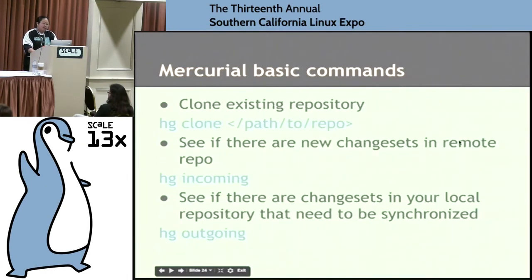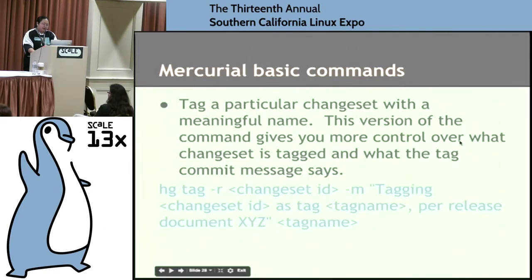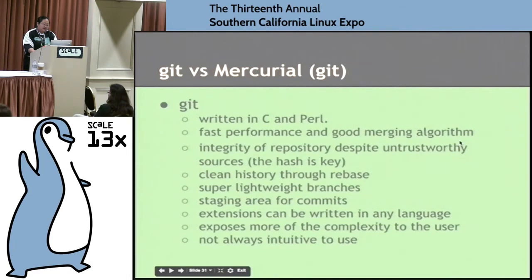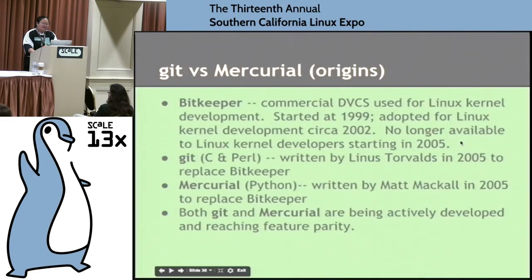So I'm going to move ahead and get to my favorite bit. Let's talk about Git and Mercurial. One of the things that I was really interested to find out was that Git and Mercurial haven't actually been around too long. And they actually started around the same time, and they started for the same reason.